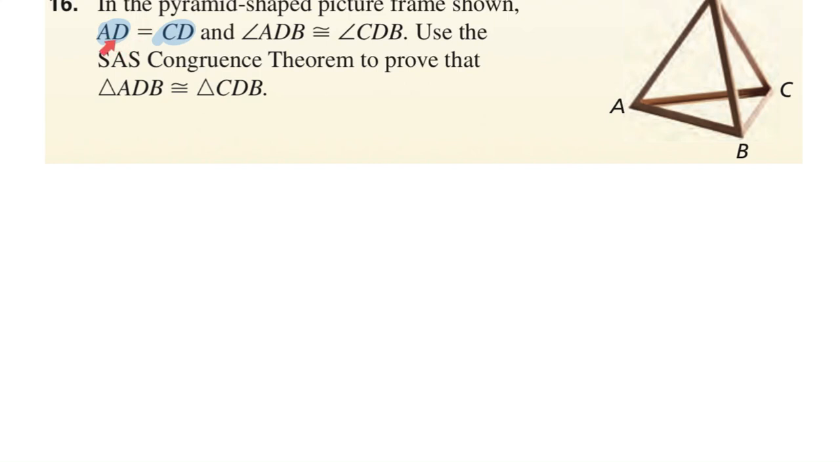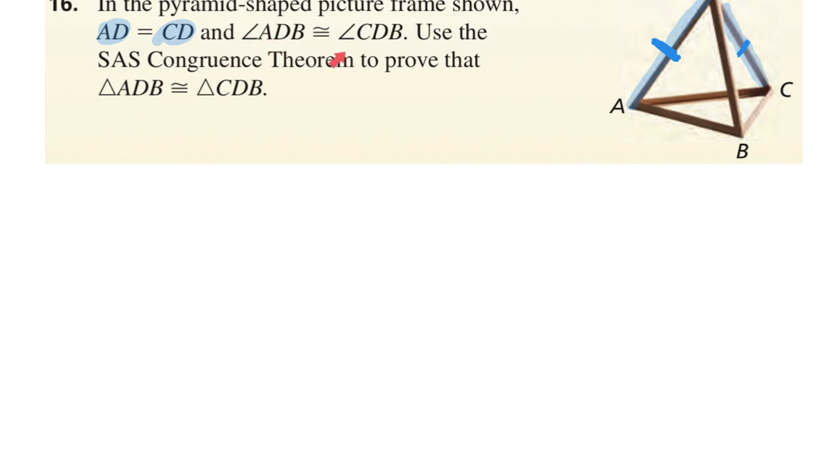All right, first let's identify clearly in the picture segment AD and segment CD. So AD is right here, and CD is in the back. And those two segments are congruent. All right, next let's identify clearly these angles.